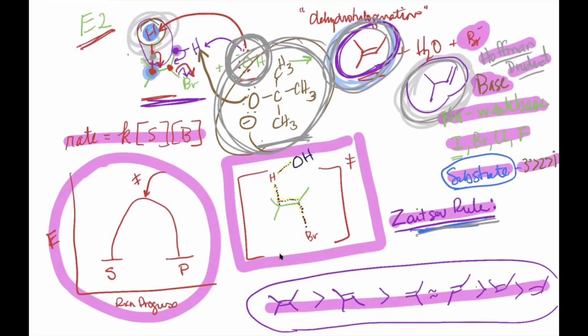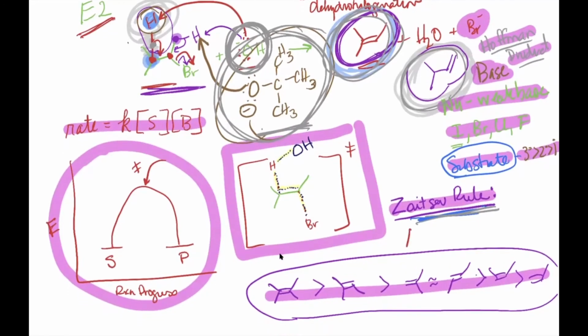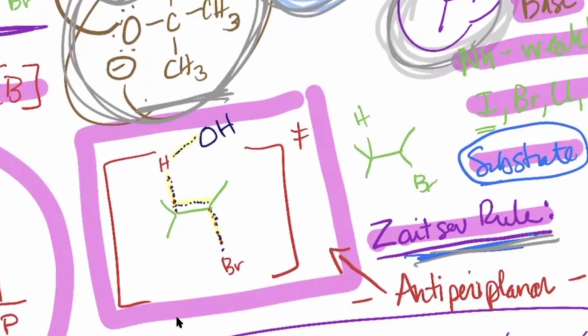There is one more thing that I have to talk about for E2, and that is the idea of antiperiplanar. Antiperiplanar is the required conformation of our substrate in order for E2 to happen. So the base has to attack from the opposite side that the leaving group leaves. For antiperiplanar, if we look at our starting material here, the hydrogen up here and the bromine down here, these two groups need to be anti to each other, meaning they have to be on the opposite side of the molecule and they have to be in the same plane.